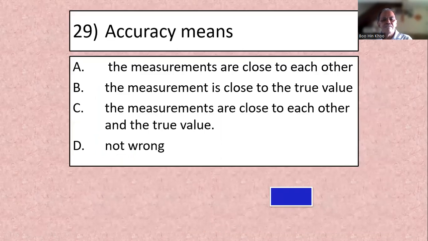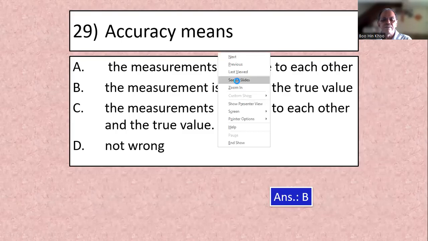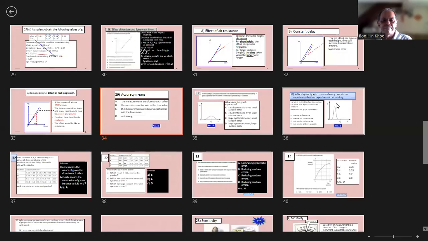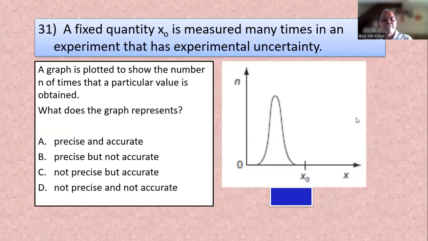Accuracy means, what's the answer? B. Measurement is close to the true value. Let's try this one.